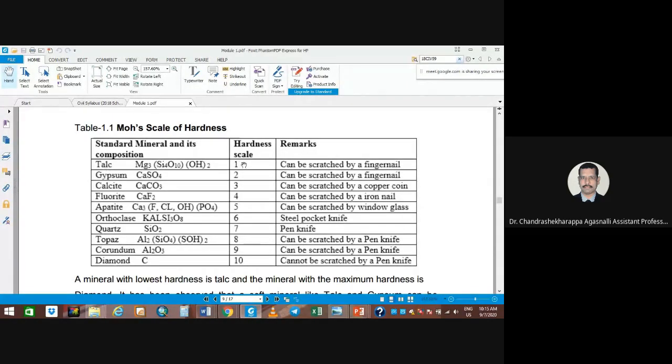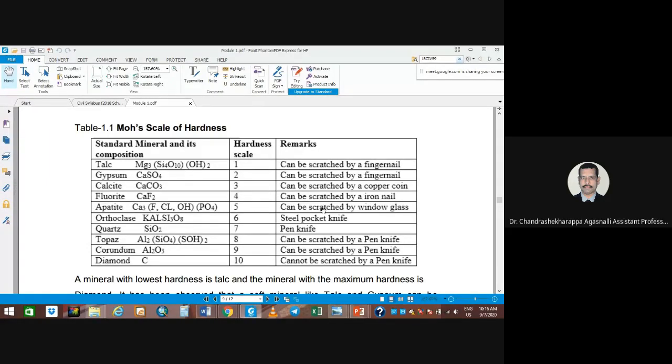Talc is easily scratched with the fingernail, and gypsum, which we generally use for manufacturing cement, can also be scratched with the fingernail. It's a very soft one. Calcite is a little bit harder than gypsum, and you need to use a knife. Fluorite has a hardness rank of 4, and you have to use an iron nail to scratch this mineral.